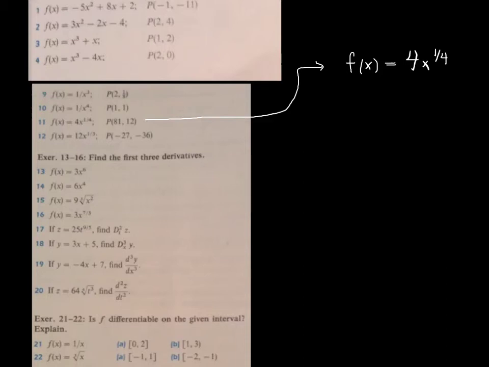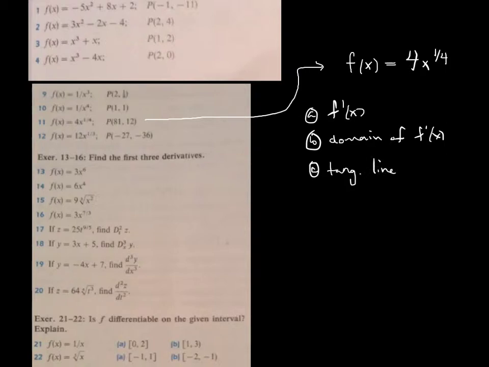So we just did a video where we did a problem very similar to this. In that video, we did x cubed minus 4x. Part A was find f prime of x. Part B was find the domain of f prime of x. Part C was to find the tangent line at a point, in this case, P over here is 81, 12, and then D was to find the horizontal tangents.